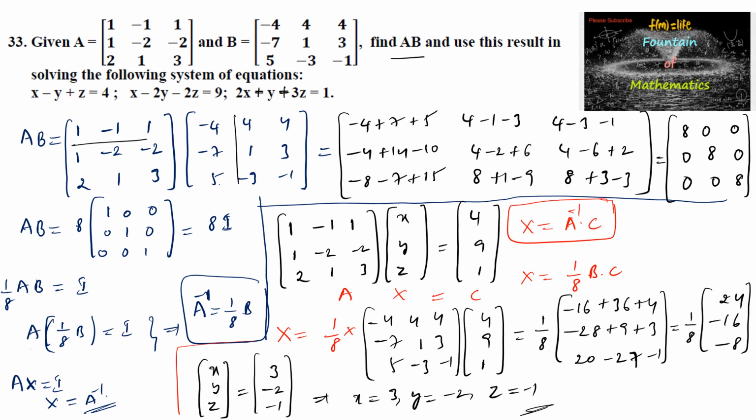And let us verify in any one of the equations. So let us substitute here. When x is equal to 3, so that is 2 into 3, plus y is equal to minus 2, and 3 into minus 3. So 6 minus 2 is 4, 4 minus 3 is 1, which is satisfying. So we can conclude that the values x is equal to 3, y is equal to minus 2, z is equal to minus 1 is the solution.